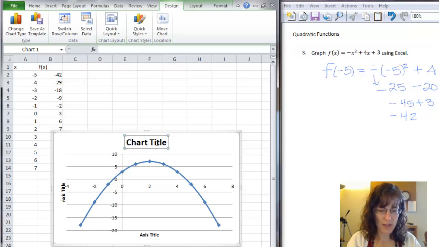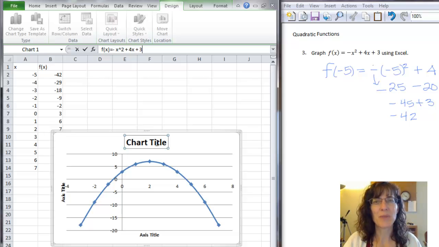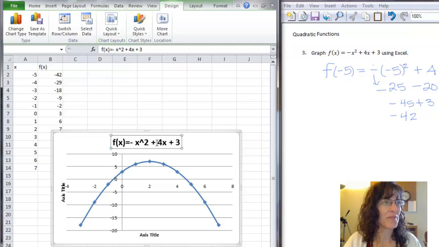So I click on it, and then I just start typing f of x equals -x squared plus 4x plus 3. And then when I push enter, it'll update what I have on my chart. And there it is. So I can see it's not pretty, but at least it tells me what my function is.